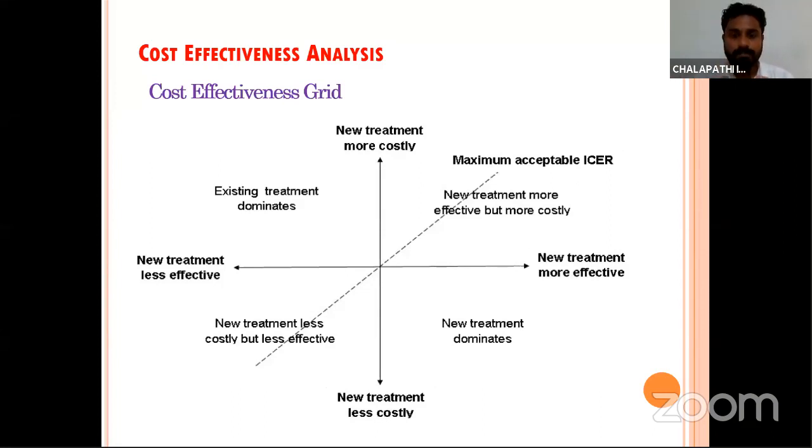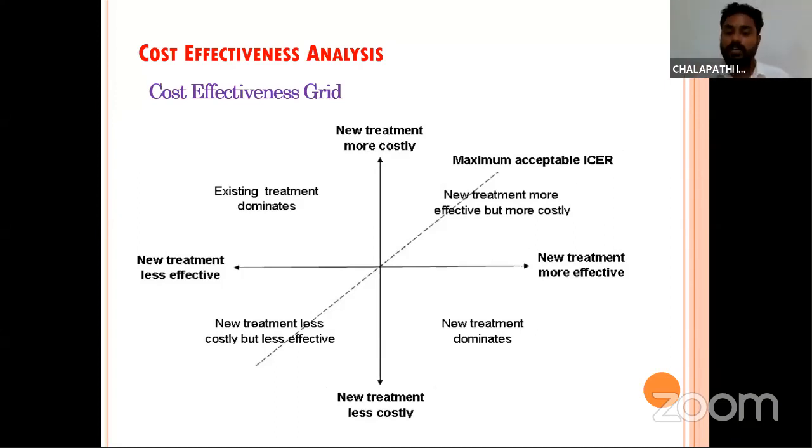But quadrangle C, maximum acceptable ICR, where there is a new drug which is having higher efficacy as well as higher cost. So that is where you do a cost effectiveness analysis. Now you look into the down one, D, sorry, new treatment is dominating. Why? It is having lesser cost, it is having the higher efficacy. So obviously we go with the newer drug.